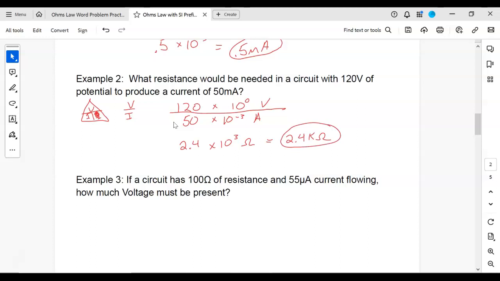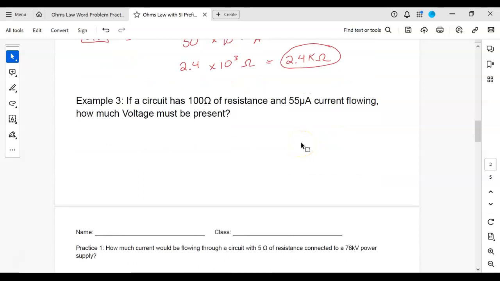Okay, so let's go ahead and try one more example before you do some practice on your own. In this case here, we're looking for the voltage present. So again, going back to the trusty triangle, V, I, and R. In this case, we're solving for V. So we have I multiplied by R. So we're going to have to use a different exponent rule, but the process is still the same.